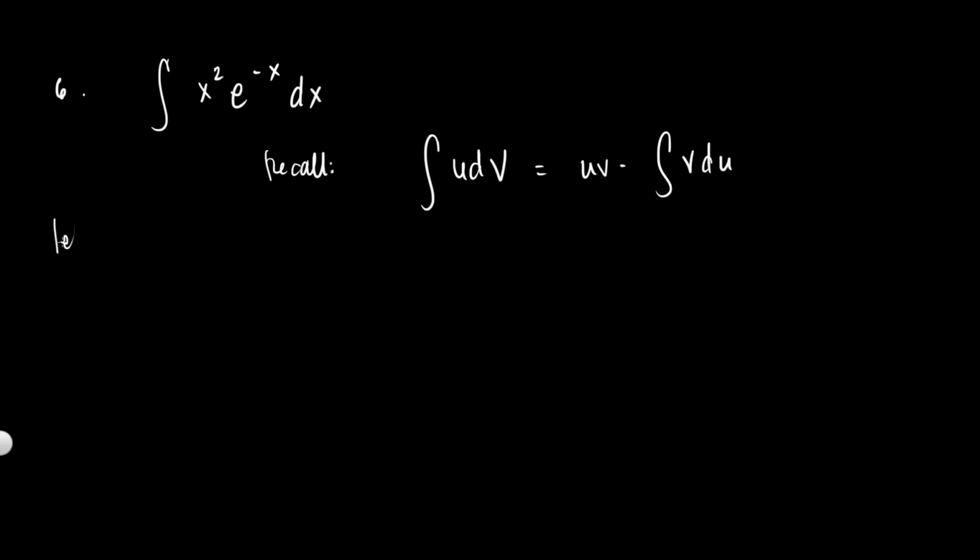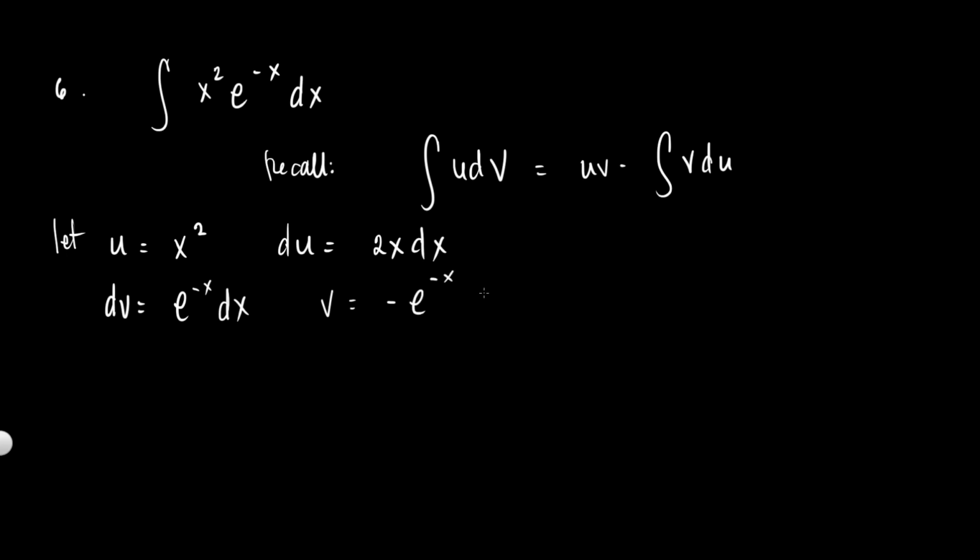Okay? So, if we let u equals x squared, du is equal to 2x dx. And if we let dv equals e raised to minus x dx, v is equal to, integrating this side and this side, we have minus. So, we have minus e to the minus x.